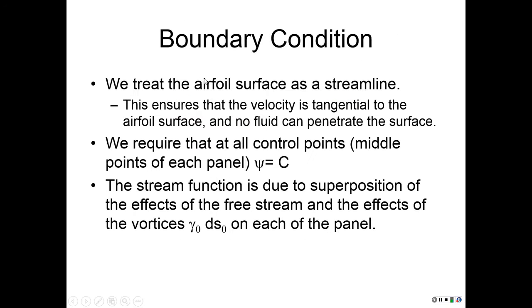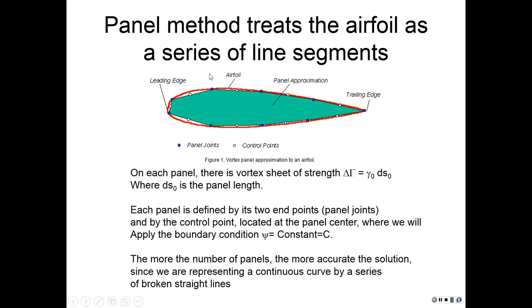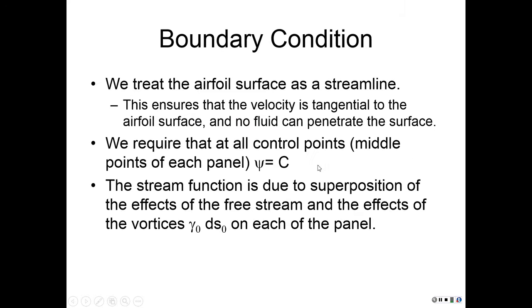What type of boundary condition should we use? The flow goes over the airfoil, on top and underneath. The flow streamlines have to be tangent to the surface. That means there cannot be any normal velocity to the surface. So we could treat the airfoil itself as a streamline. A streamline comes here, hits the nose, splits into two parts, one over the upper surface, the other over the lower surface, then leaves through the trailing edge. That value of the stream function, we call it C.